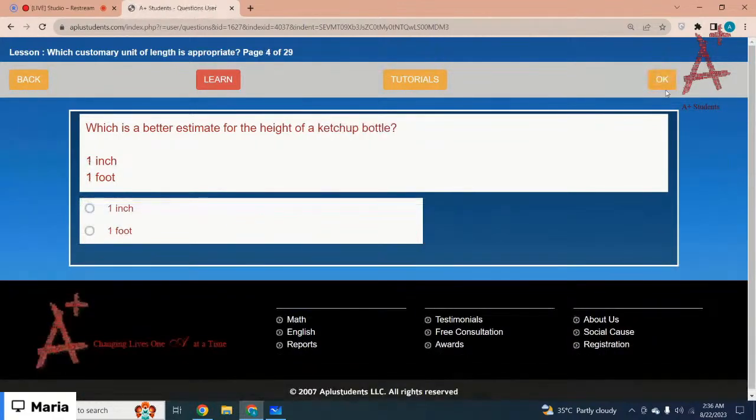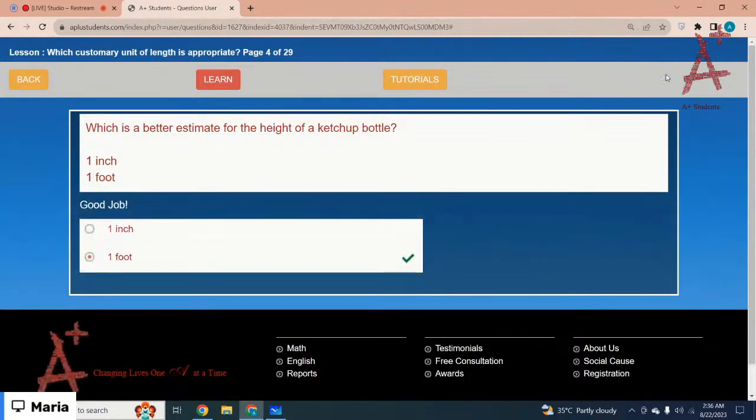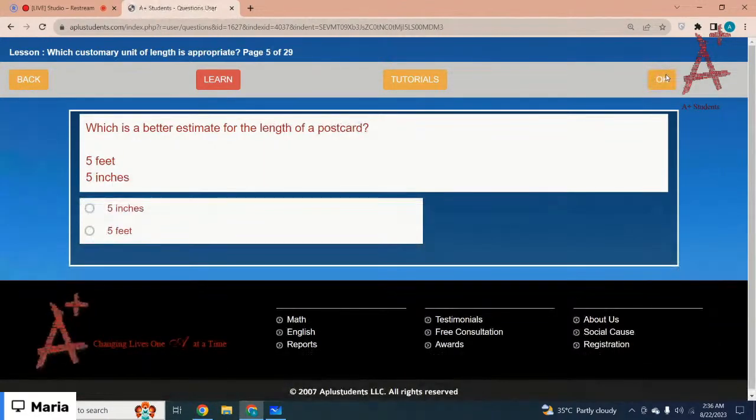Okay, which is a better estimate for the height of a ketchup bottle? 1 inch or 1 foot. Ketchup bottle is 1 inch, right? No, I think it would be 1 foot. Yes, it is. Okay, which is a better estimate for the length of a postcard?